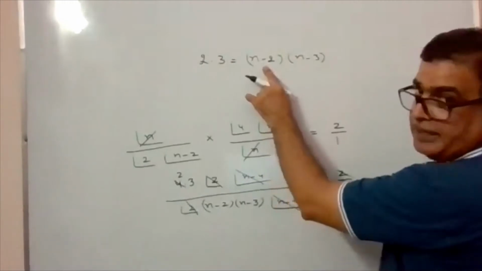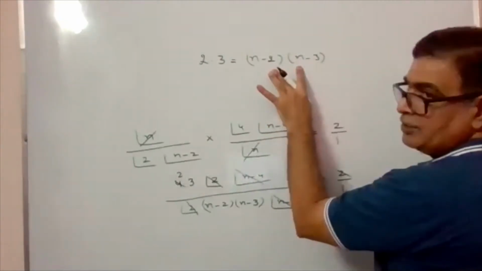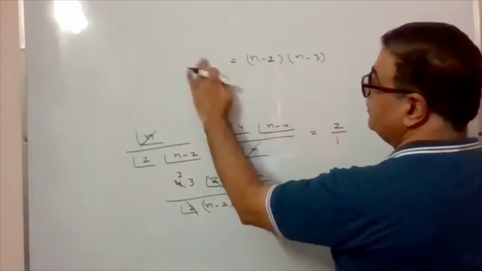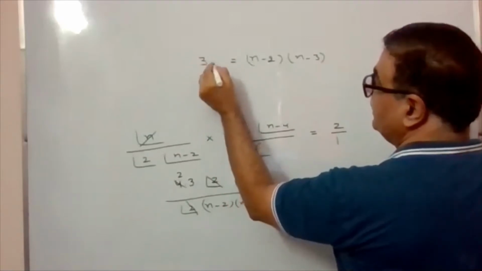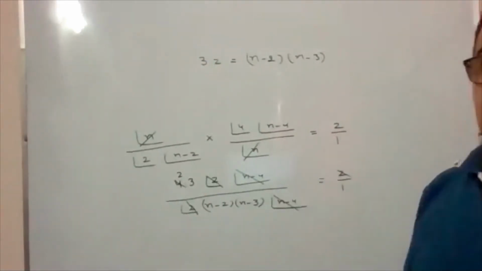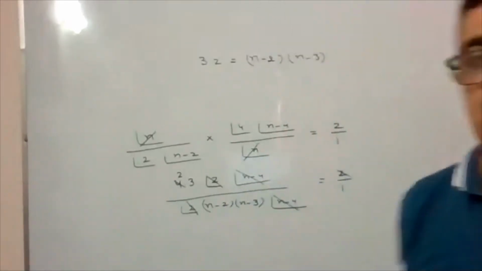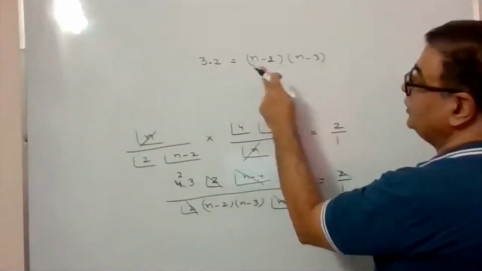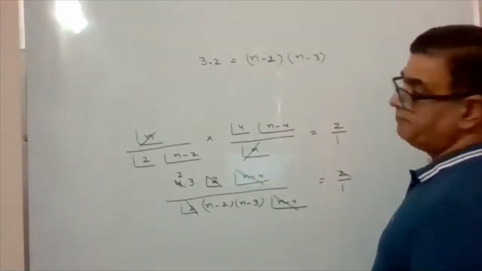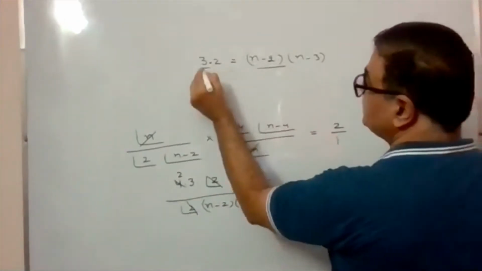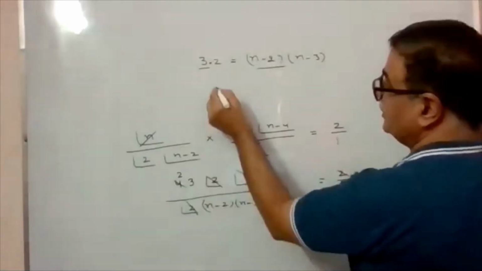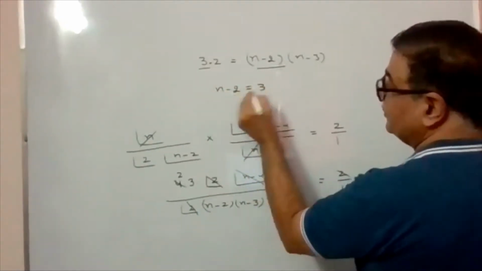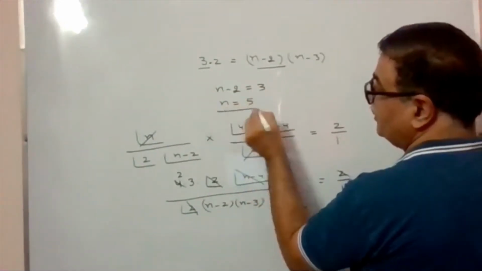N minus 2 is bigger, this is smaller. These are two natural numbers, and these are also natural numbers, but we should write in a proper manner, because the bigger number compares with the bigger and the smaller goes with the smaller. So I should say it is 3 into 2 is equal to n minus 2 into n minus 3. Then clearly n minus 2 comes out to be 3 because they are natural numbers. So n minus 2 is 3, and n comes out to be 4.